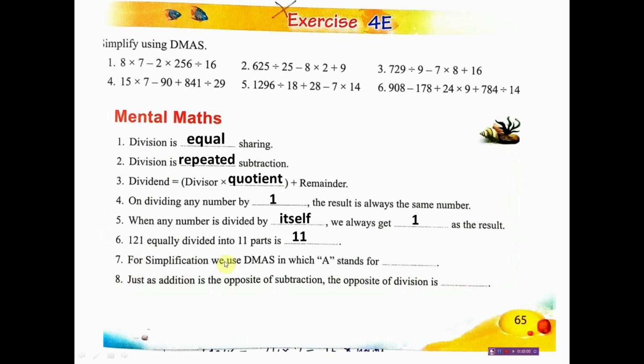For simplification, we use DMAS. We have already studied this when we were doing multiplication. Here A stands for addition, right? Just like addition is the opposite of subtraction, the opposite of division is, we have done, for every division we have the multiplication fact, so it is the opposite of multiplication. So these parts you will be solving in your book itself.